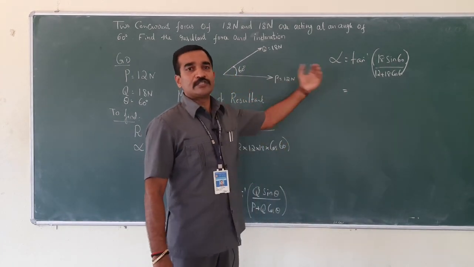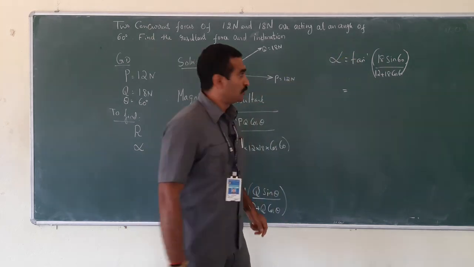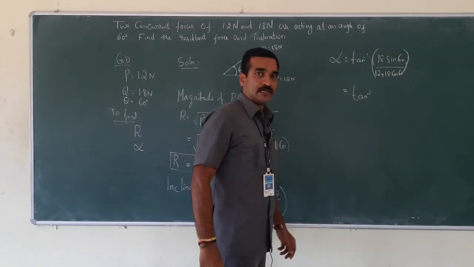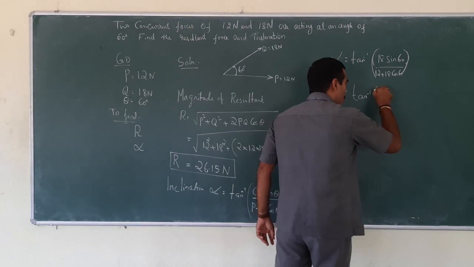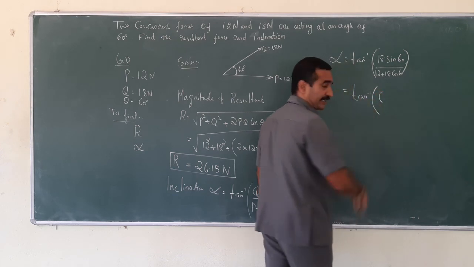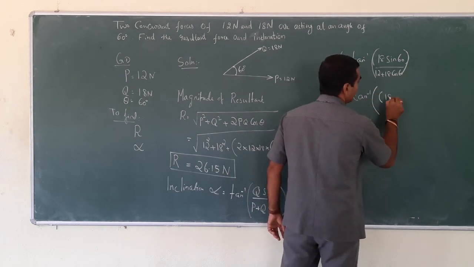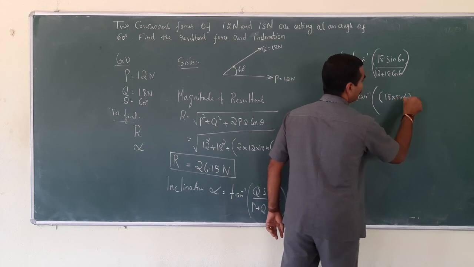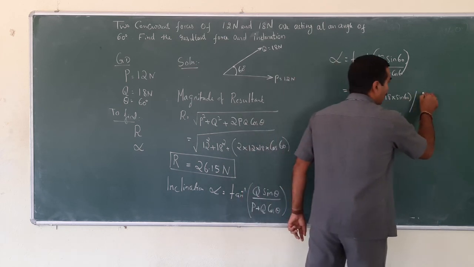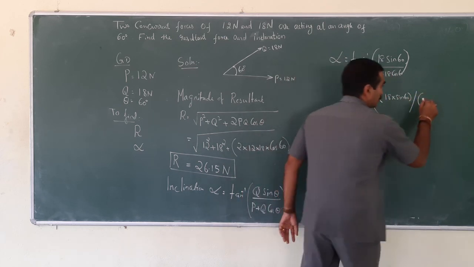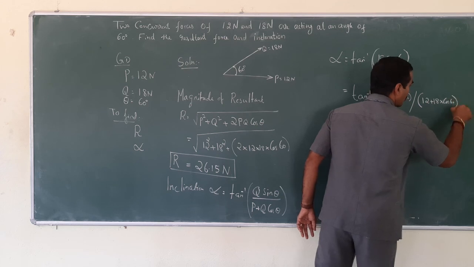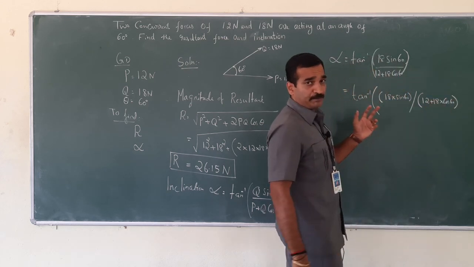Now again, while using the calculator, you need to remember that you will have to type in this manner. Tan inverse and open up a bracket. Now substitute this value, 18 into sin 60. Close the bracket. Now divided. Now you again open up a bracket. Enter the values: 12 plus 18 into cos 60. Close the bracket.